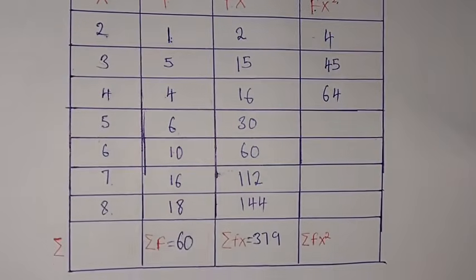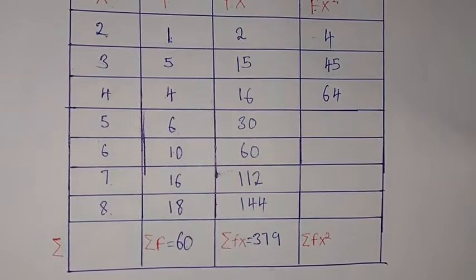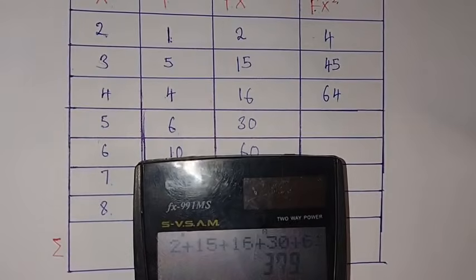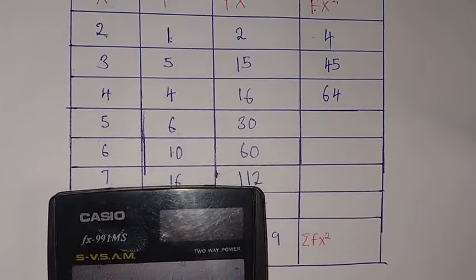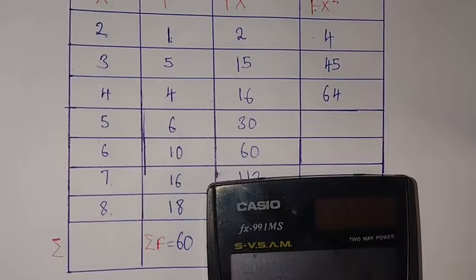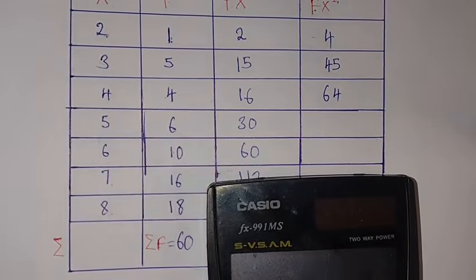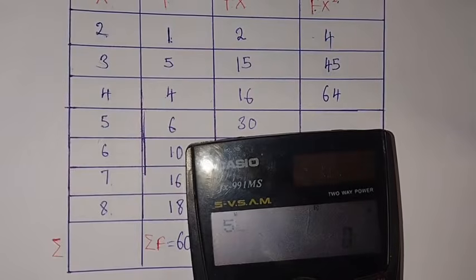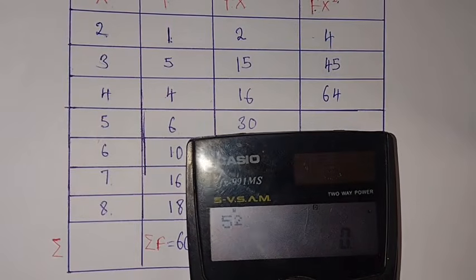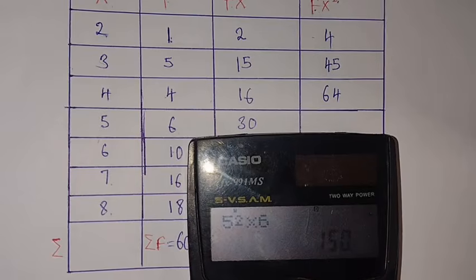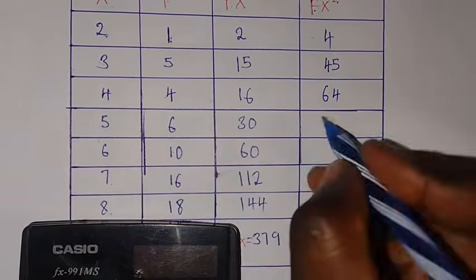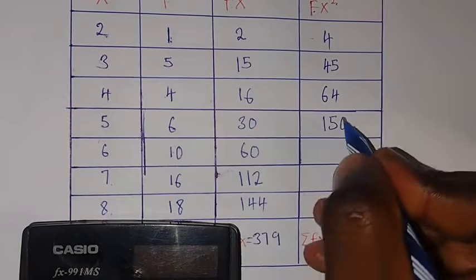I hope you are following. Then we come here. Let me also use a calculator on these values. So we come here where we have 5 squared, say 25, times 6. So here we are going to have 5 squared times 6. So this will give us 150. So right here, write 150.